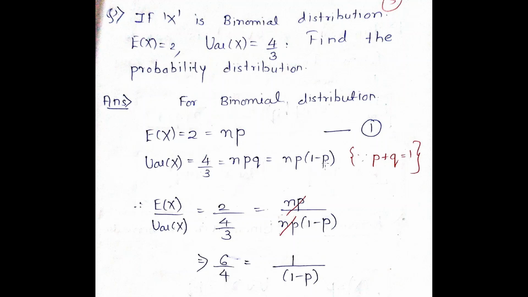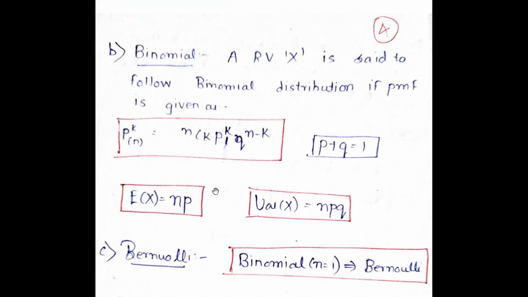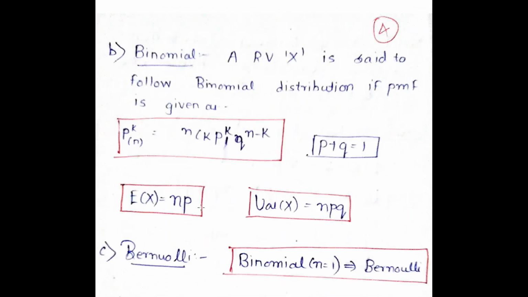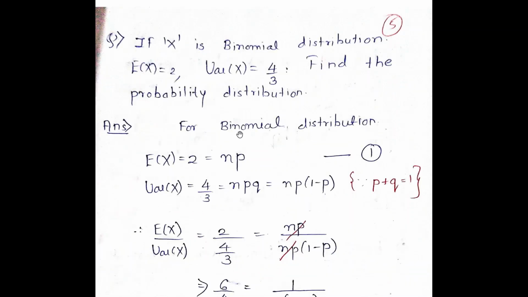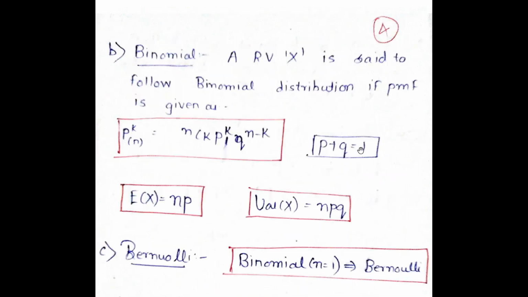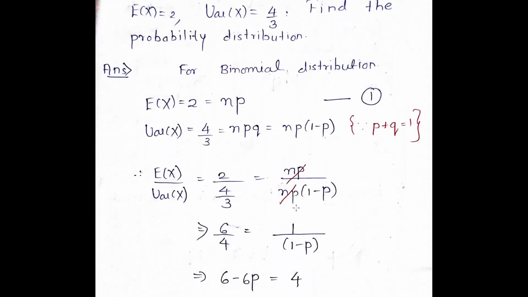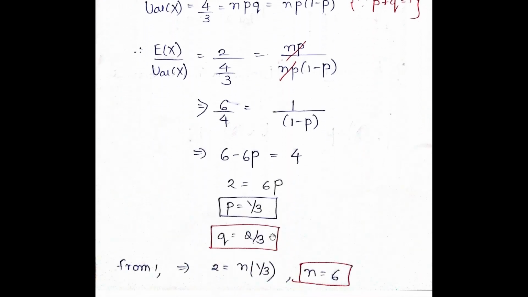Basically, you have to understand that the expectation value given is 2, which is equal to np from this formula. The variance value is 4 by 3, which is equal to npq, that is np into 1 minus p, because as I told you, p plus q is equal to 1, that means q is equal to 1 minus p. So just take the numerator and denominator: 2 upon 4 by 3 is equal to np upon np into 1 minus p. And finally you get the value of p as 1 by 3 and q as 2 by 3.